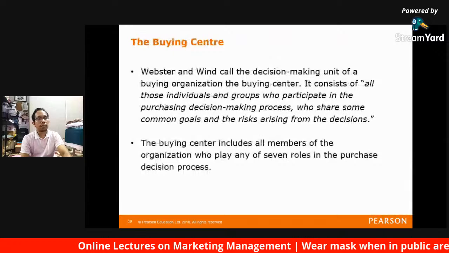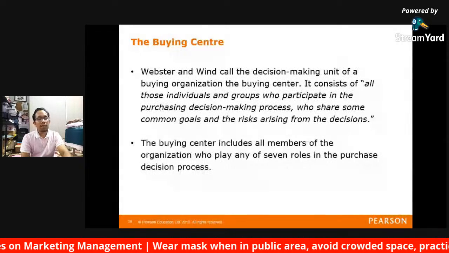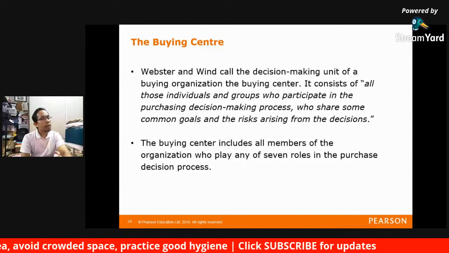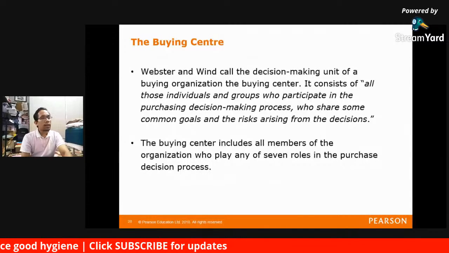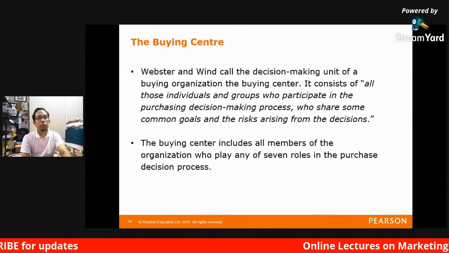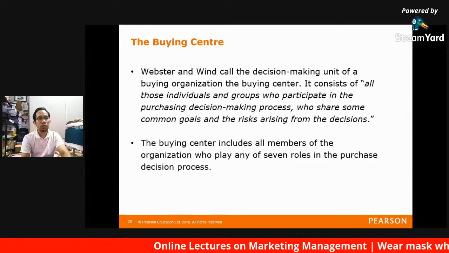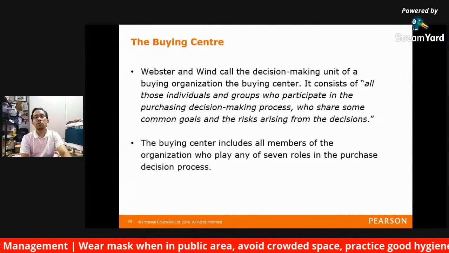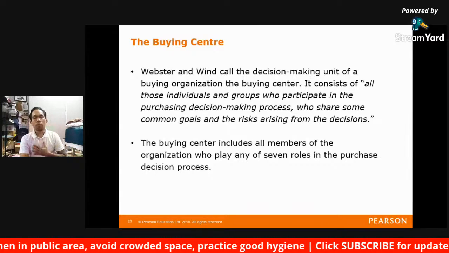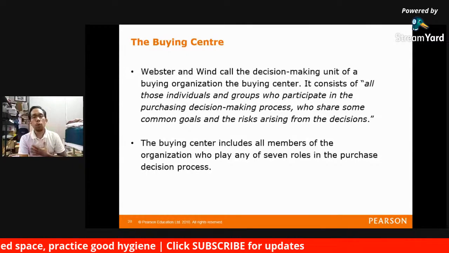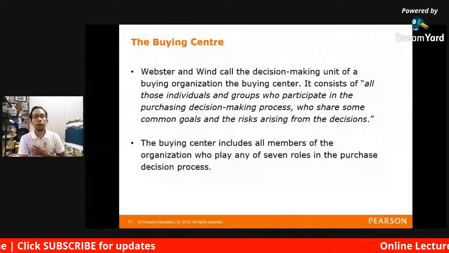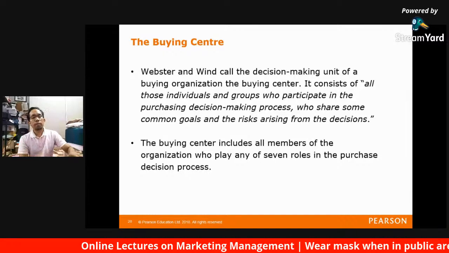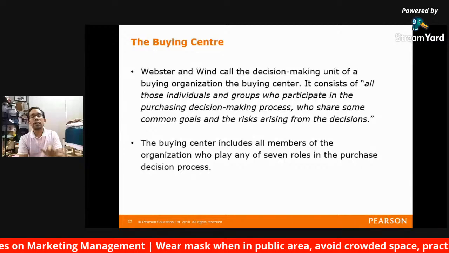All right, the buying center. The decision making unit, or DMU, I already told you, of a buying organization, the buying center. It consists of all those individuals and groups who participate in the purchasing decision-making process, who share some common goals and the risks arising from the decision. Everyone is responsible. Actually, for the consumer market, we are the only person responsible for our purchase. But for the business buying process, whatever is bought for the business must be borne by the people involved in that particular decision.